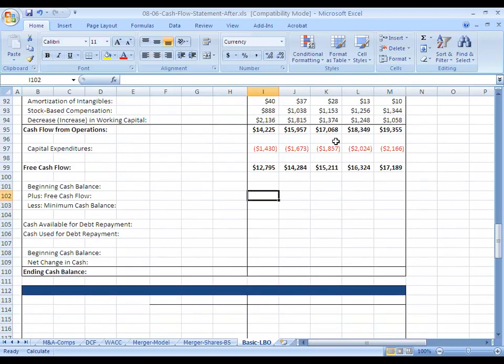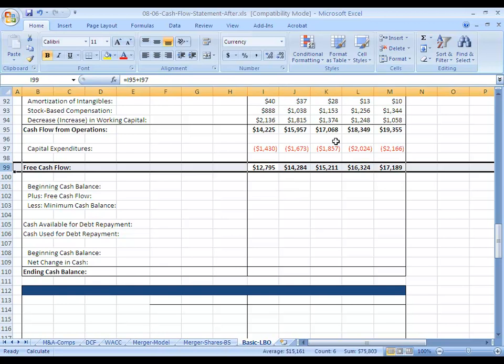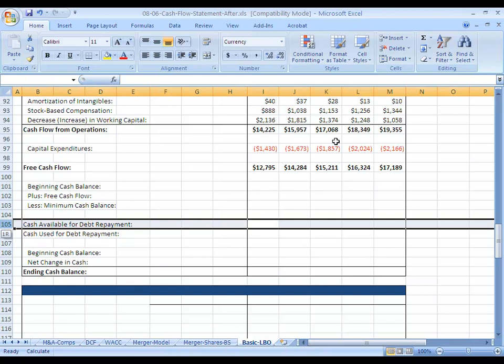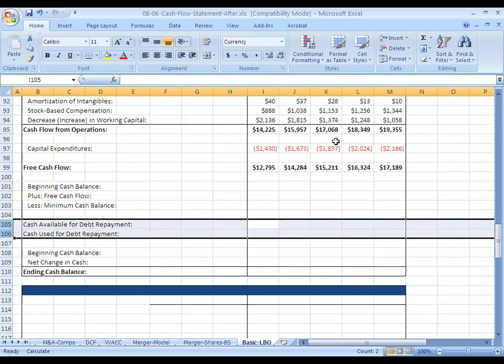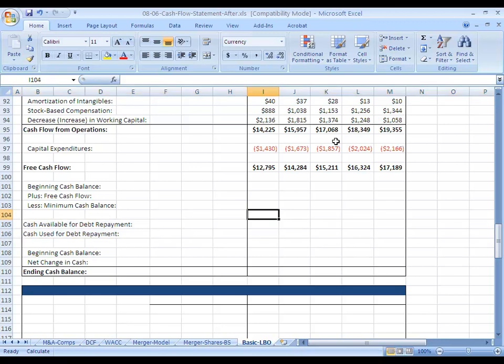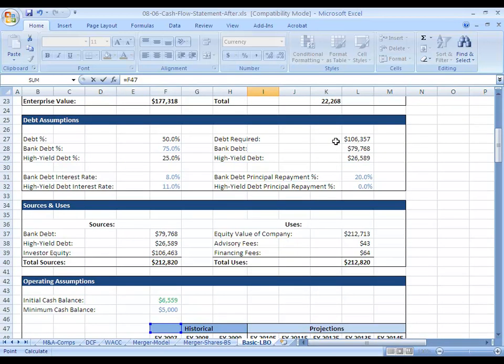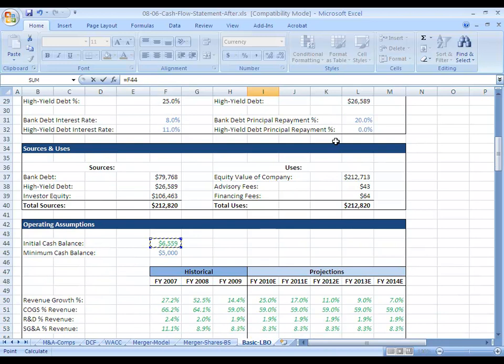Now I mentioned before that free cash flow tells us approximately what a company has to repay some of its debt obligations. But to get a more exact measure of how much they can actually repay, we need to take into account their minimum cash balance, and then how much is actually available versus how much they're actually using for debt repayment. So for the beginning cash balance here, I'm going to go all the way up to the very top where we had our operating assumptions, and I'm going to link to this initial cash balance of 6.5 or 6.6 billion.